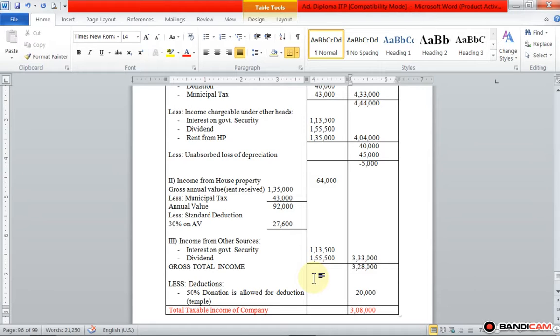So donation is given to temple, then 50% donation is allowed for deduction under section 80G.